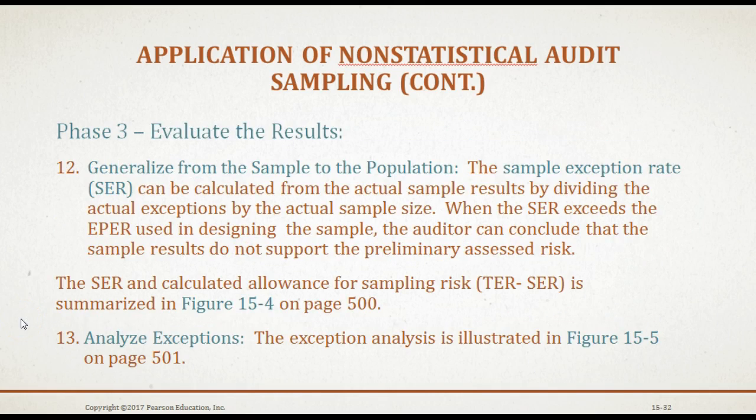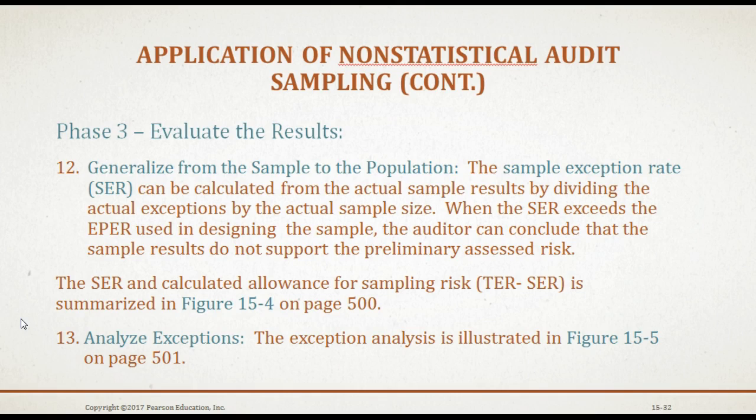Phase 3 of the non-statistical sampling involves evaluating the results of the sampling by generalizing from the sample to the population and analyzing the exceptions. The sample exception rate can be calculated from the actual sample results by dividing the actual exceptions by the actual sample size. When the sample exception rate exceeds the estimated population exception rate used in designing the sample, the auditor can conclude that the sample results do not support the preliminary assessed risk.